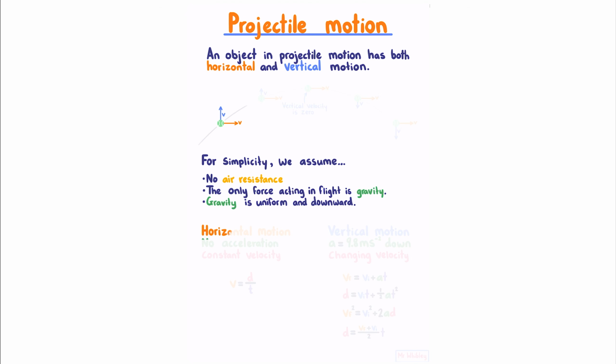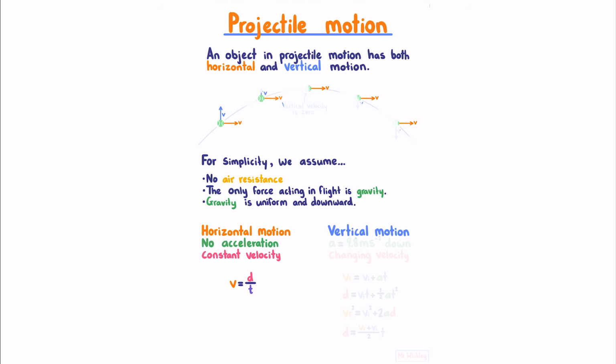This means that for our horizontal motion, there is no acceleration, since the gravitational acceleration is purely in the vertical direction, meaning that the horizontal velocity will not change, giving us a constant horizontal velocity, which we can just describe with v equals d over t.